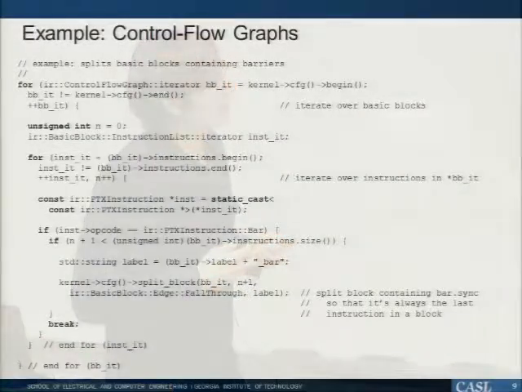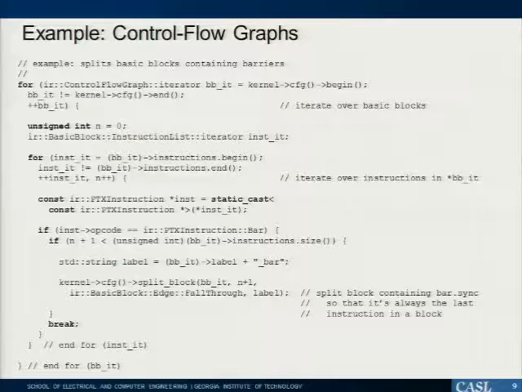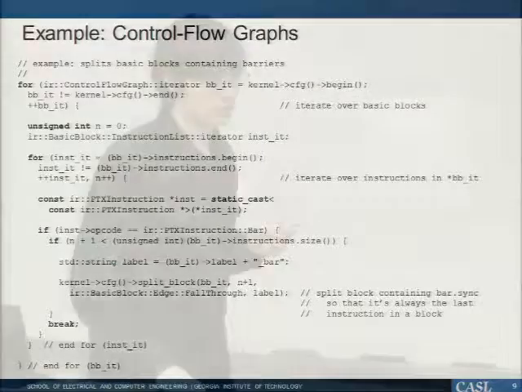And so here's a very simple example that splits basic blocks at barrier instructions, such that the barrier is always the last instruction of a basic block. This is maybe one of the upstream passes before replacing barriers with exits and inserting context switch points. And so you have an iterator of the control flow graph that iterates over the blocks of the kernel's control flow graph. And then we iterate over the instructions within the basic block. We have iterators for that.